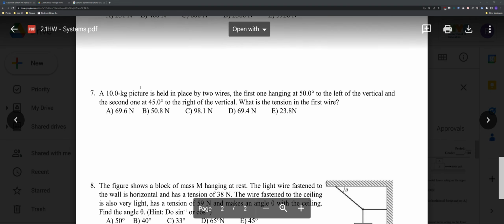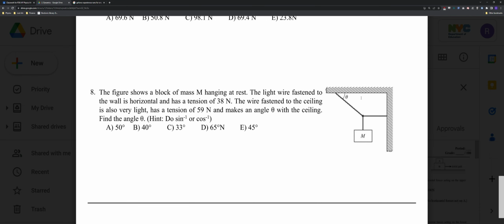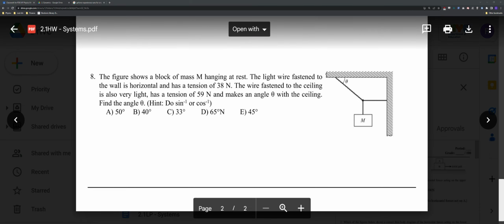Well, I'm going to do question 7 last. Question 7 is really the most tedious problem. So I'm going to start with question 8. So let's do question 8 here.